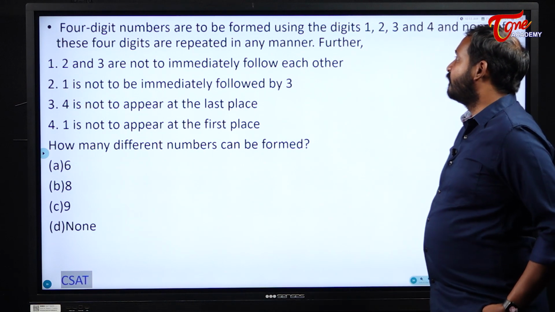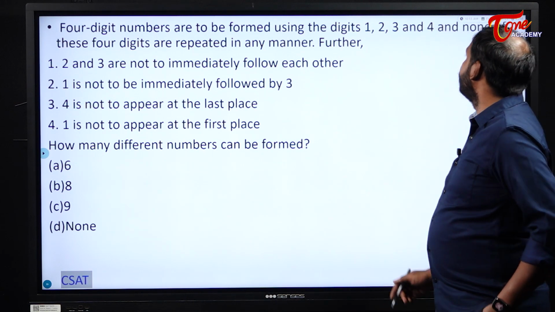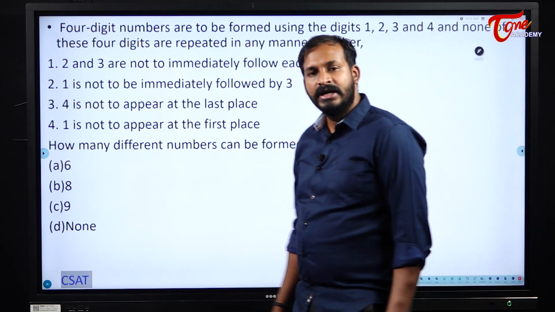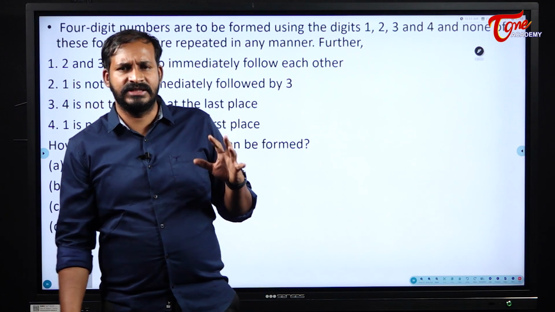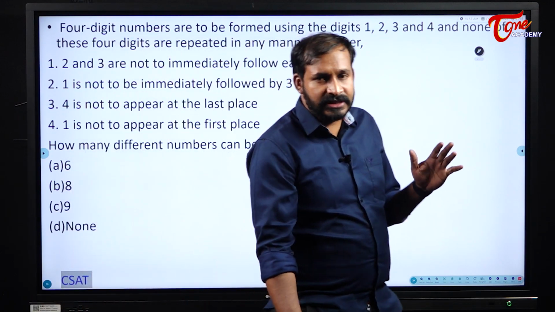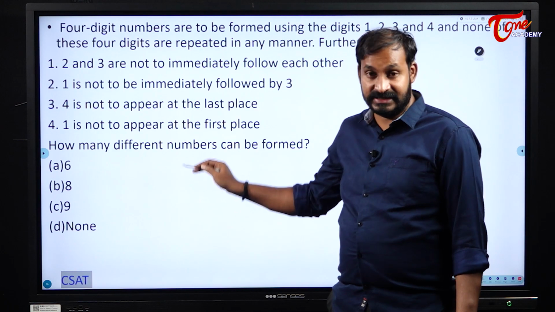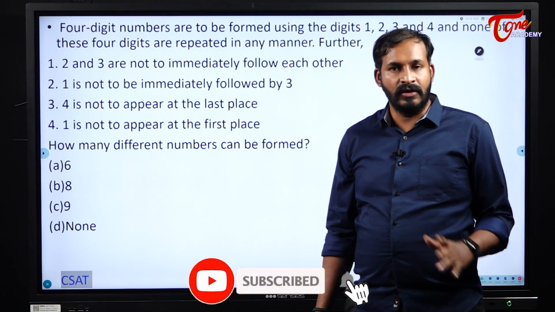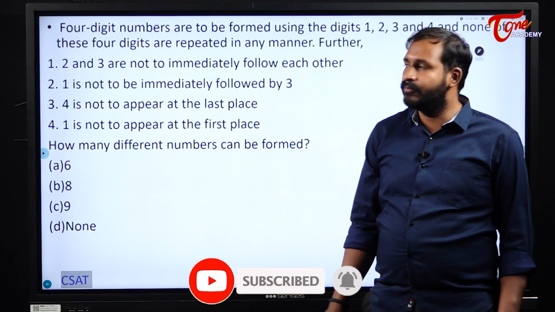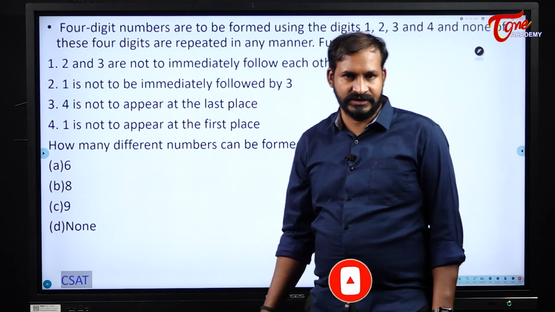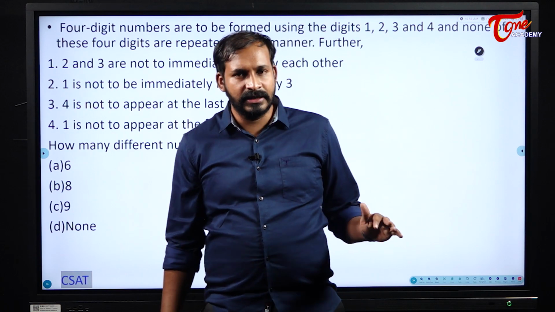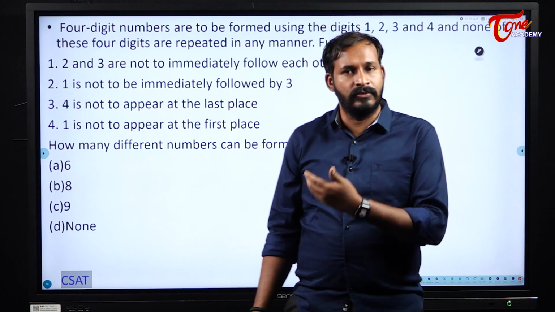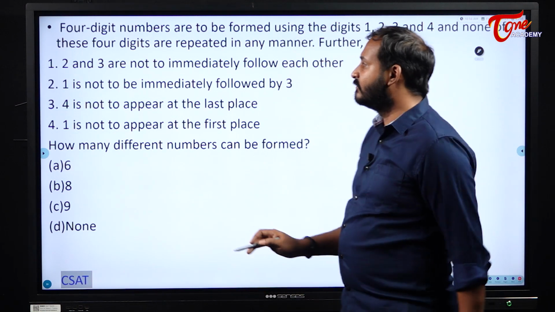4-digit numbers are to be formed using the digits 1, 2, 3, 4, and none of these 4 digits are repeated in any manner further. Now see here, students, this type of question is very lengthy. If you see this type of question with conditions, avoid them. It will waste a lot of time for you to solve this type of question. Usually try to avoid them. If at the last you have some time, then come to this and solve it. Else, simply leave these questions.